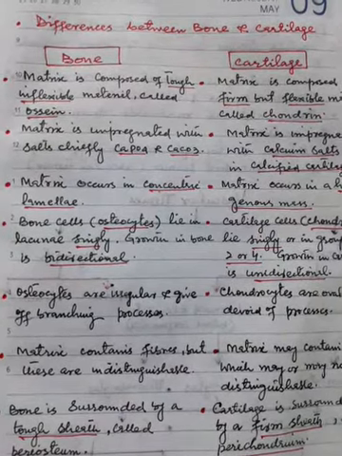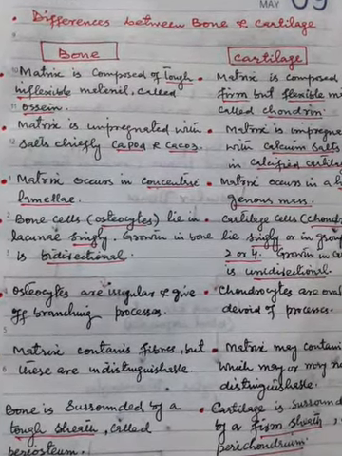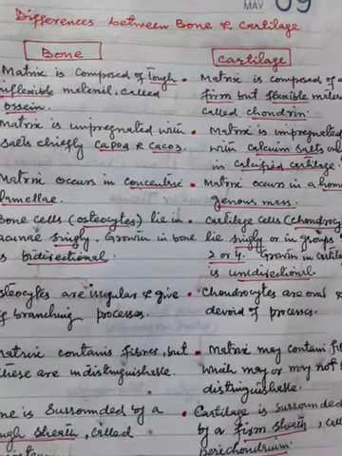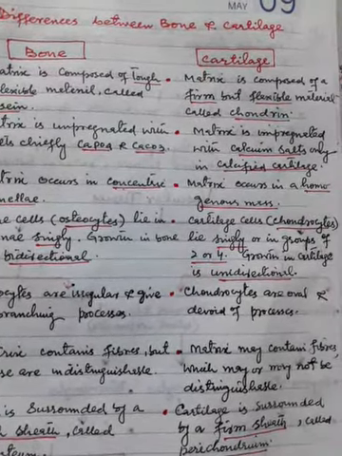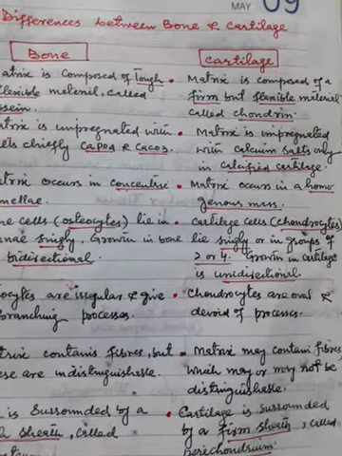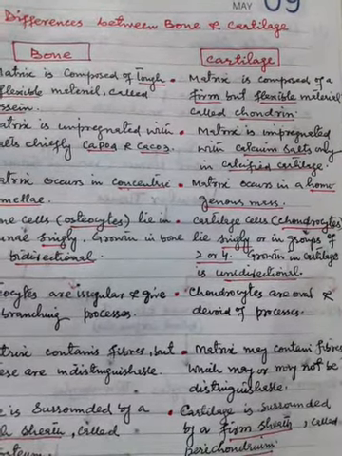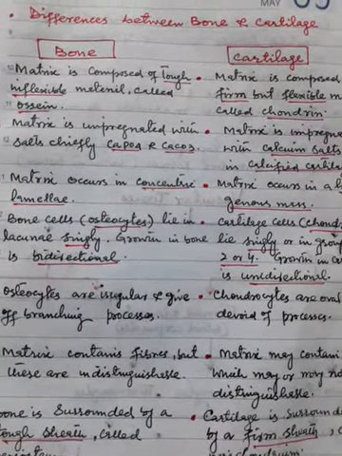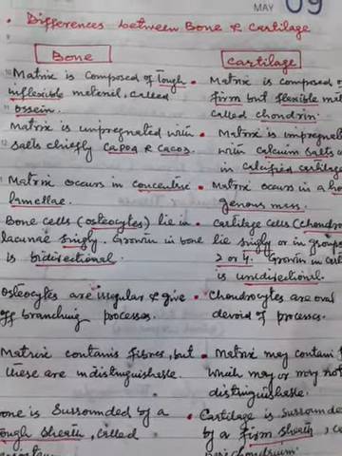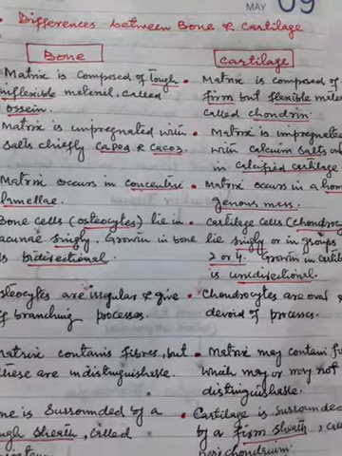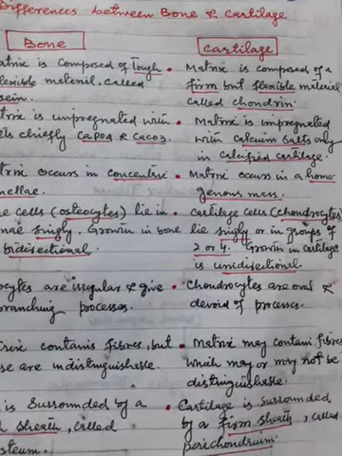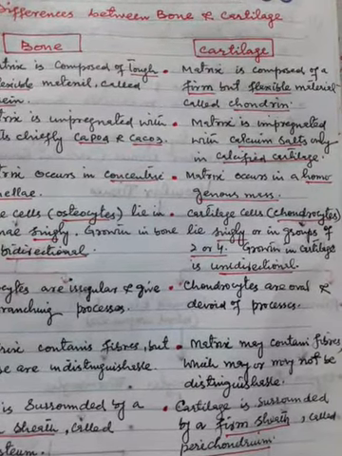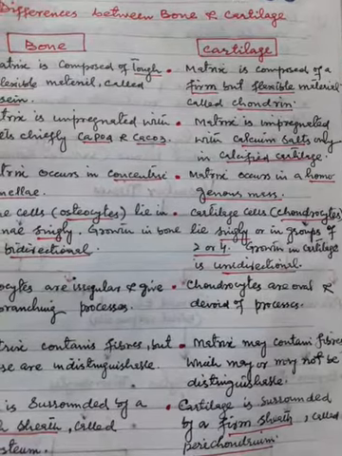In the bone, the matrix is composed of tough, inflexible material called ossein, while in the cartilage, the matrix is composed of a firm but flexible material called chondrin. In the bone, the matrix is impregnated with salts, chiefly calcium phosphate and calcium carbonate, whereas in the cartilage, the matrix is impregnated with calcium salts only in calcified cartilage.